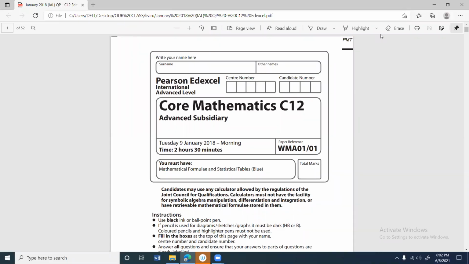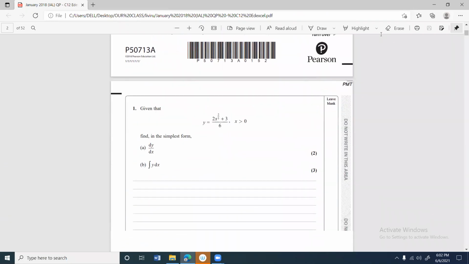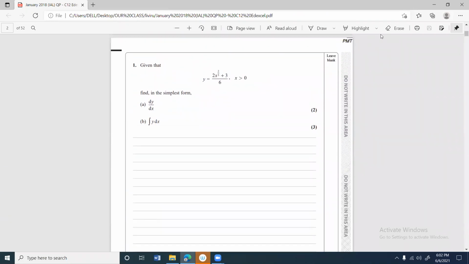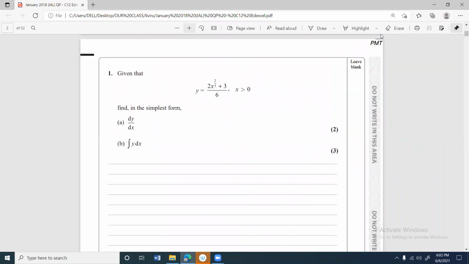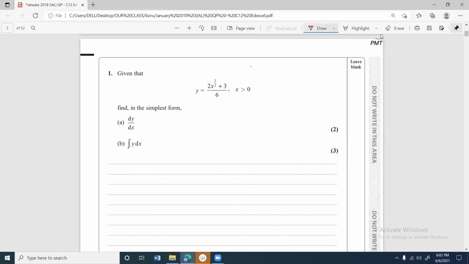Right. Today we are going to discuss this 2018 Jan C12 paper. When we start with the first question, basically they are referring to the first differentiation and the first integration. If I just mention the theory context, we know how to integrate x to the power n, and we know how to differentiate x to the power n. That is the basic for this.